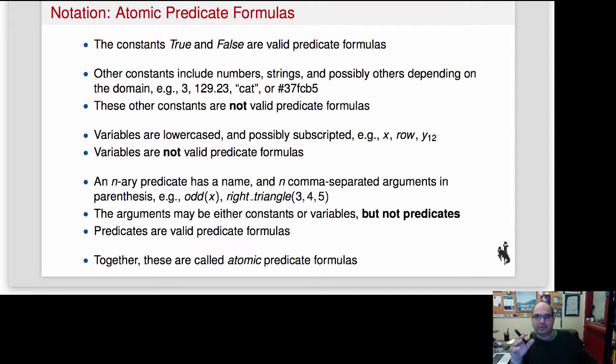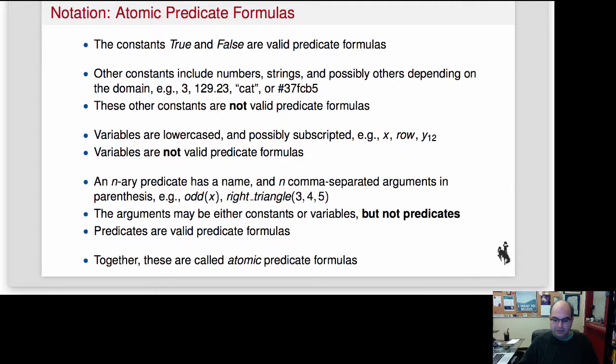We do have variables. I like to have variables lowercase. I don't always follow that rule. But we're going to say that they're lowercase and possibly subscripted, like x sub 1, y sub 1, rho sub 3, and so on. Again, variables are not valid predicate formulas because what's a variable stand for? A number, right? Not a Boolean, true or false.